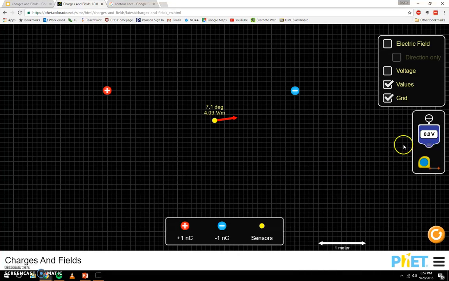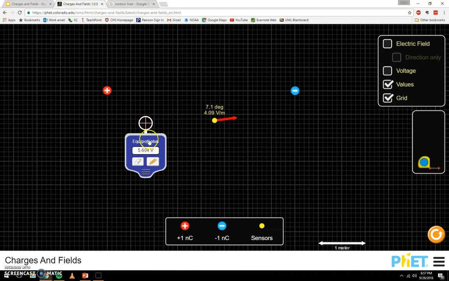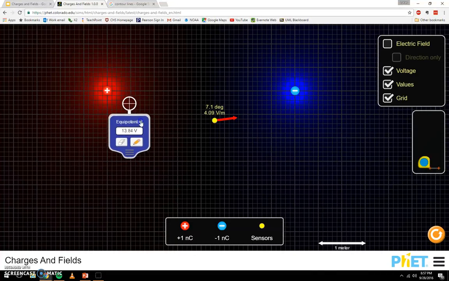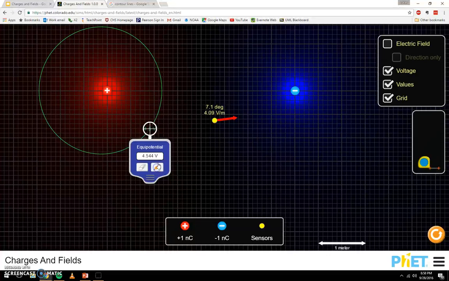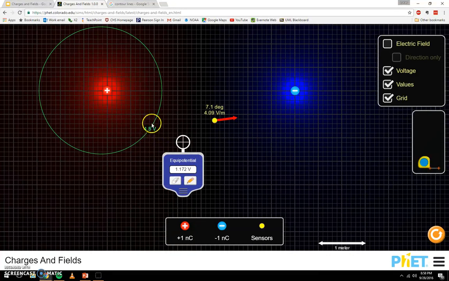Drop that back off. This is the equipotential tool, and it is able to measure the voltage value. So just like that voltage shows that, notice as we get closer in, the voltage is getting bigger and bigger and bigger. The amount of energy per unit charge is what the voltage is, the equipotential, or the electric potential. And the equipotential will actually show me lines where all of these positions around here have the same amount of electric potential, 4.5 volts.